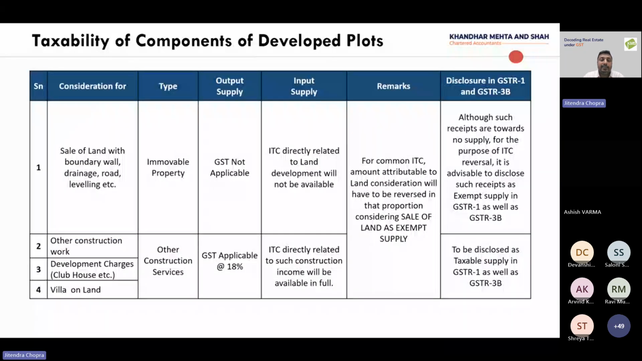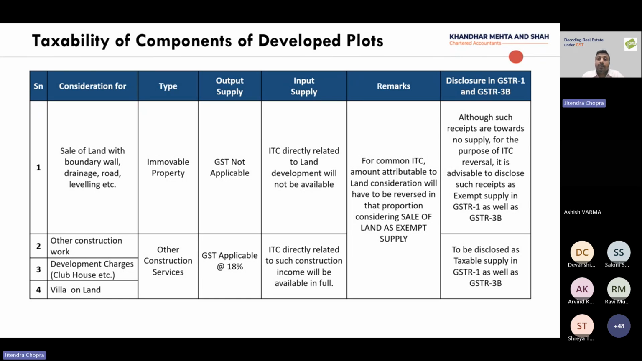Now, if we summarize the transactions under plotting projects, sale of land with basic infrastructure is not taxable, and ITC will also not be allowed. But if extra construction activities are provided with sale of plot, then only the construction activities are taxable at the rate of 18%. Also for the clubhouse and amenities, the same 18% will be applicable.